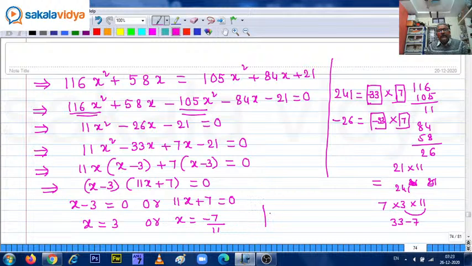But actually we need a fraction. There is a difference between a fraction and a rational number. If it is a rational number, we would have considered the negative 7 by 11 also. But since we need a fraction, since x is positive, you take it now. x is positive, so x is equal to 3 and we need to neglect this one.